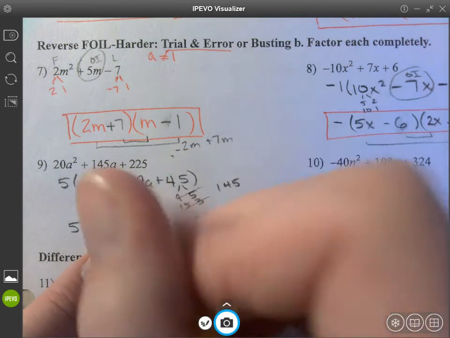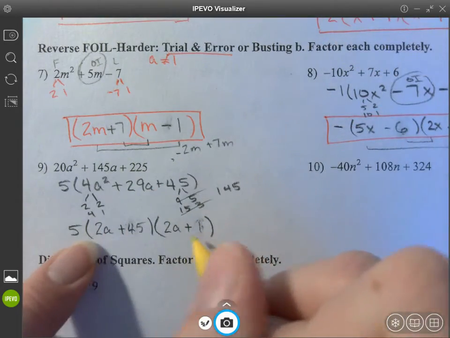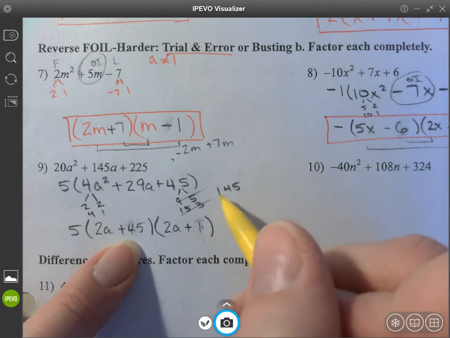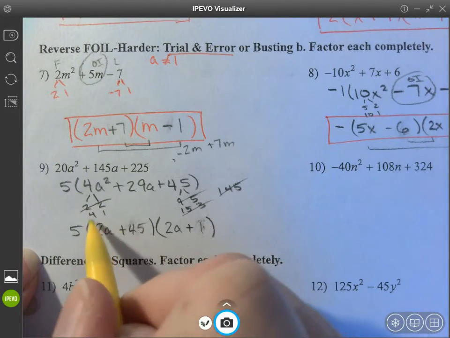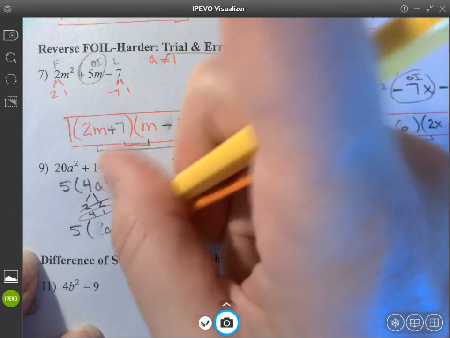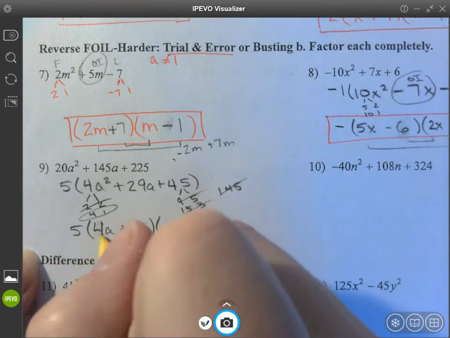And can we see that 45 would really be too big? Because that would give you 2a and 90a. So guys, I now need to throw out the 2's and come back and try 4 and 1. All right, so a lot of erasing on this one. All right, so put in a 4 and a 1.